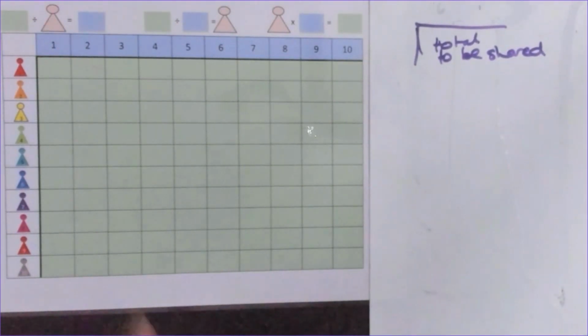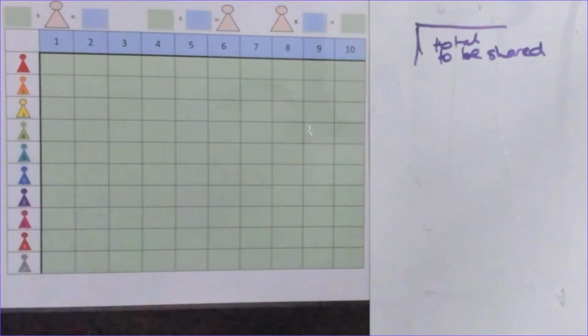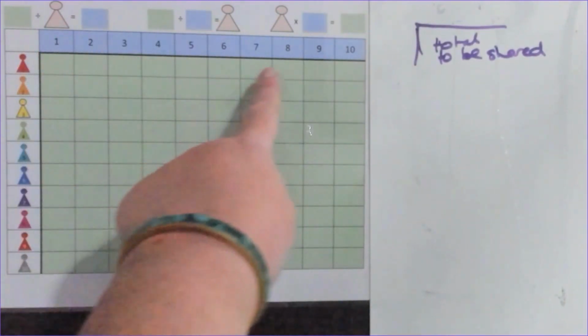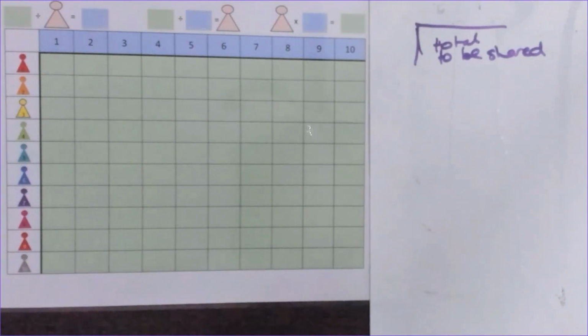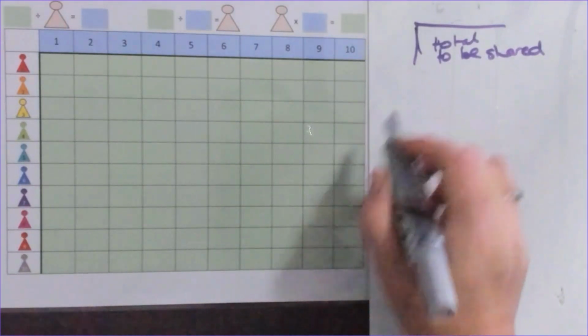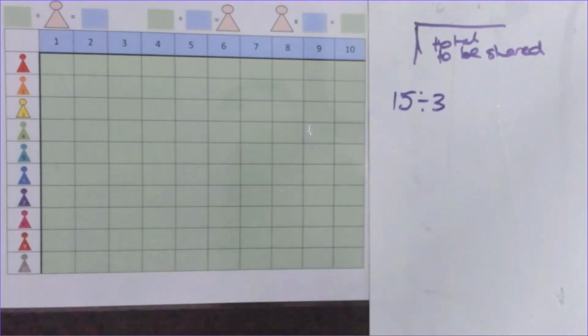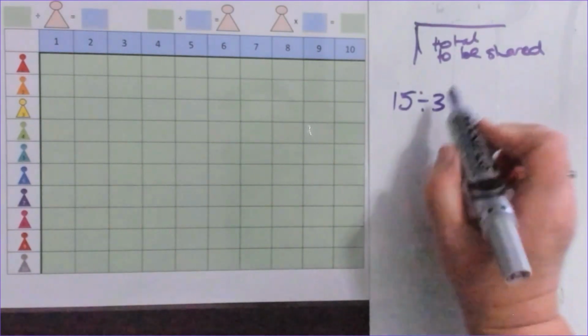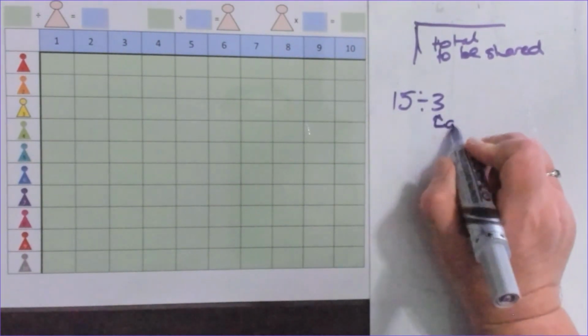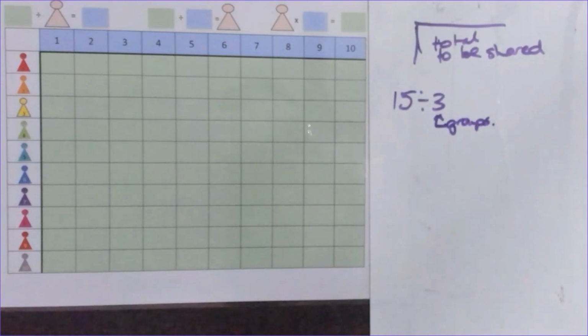And you can see on the outside here I have little people. So that represents how many groups to share between, and the number across the top is the actual share that they will get. So for example, if you were asking students to tell me a story about 15 shared between 3, or 15 how many 3s, they might say, if we're looking at groups, I've got 3 friends, I've got 15 lollies to share between 3 friends, how many lollies will they each get?